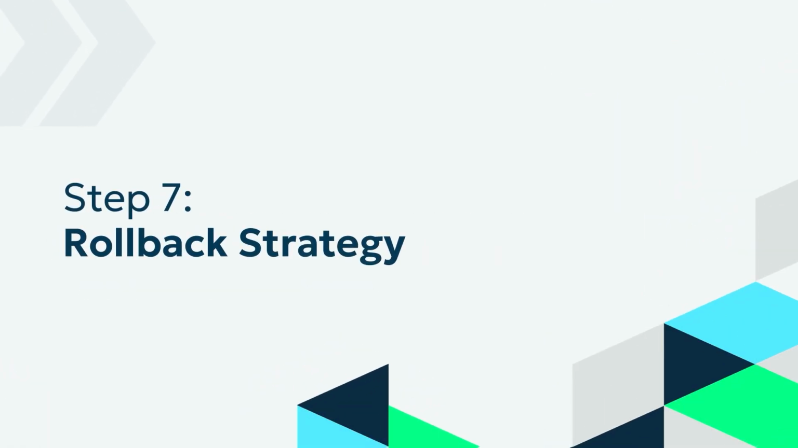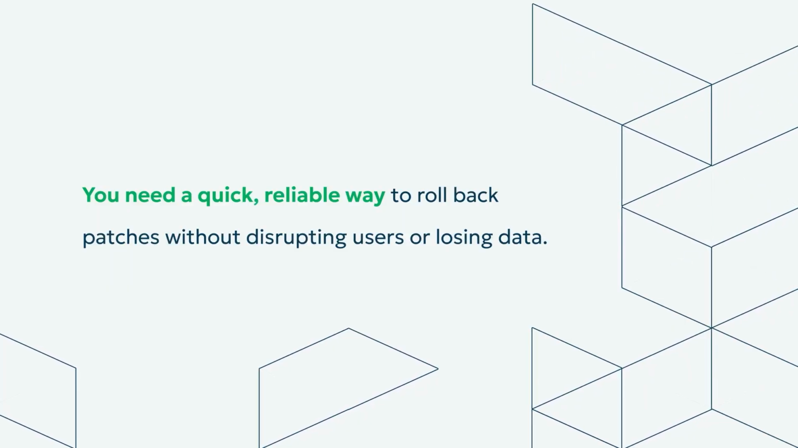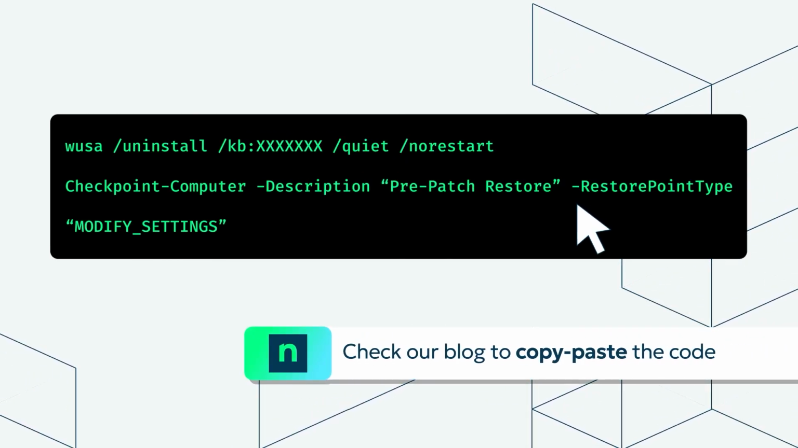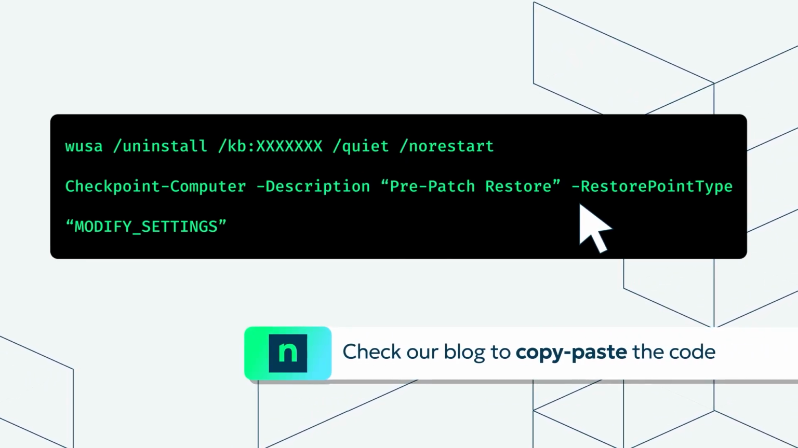Step 7. Rollback Strategy. You need a quick, reliable way to roll back patches without disrupting users or losing data. Open a command prompt with administrator privileges, then run the following command.